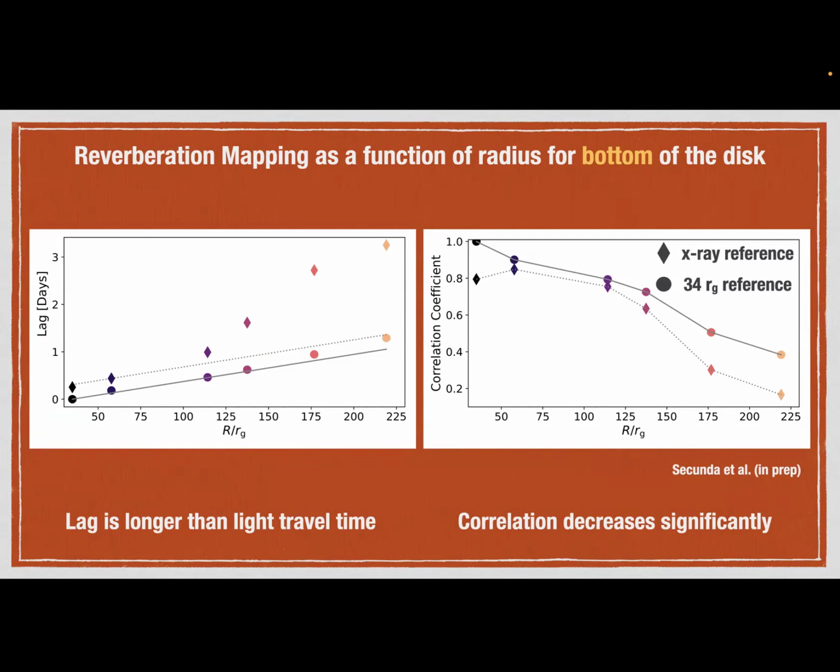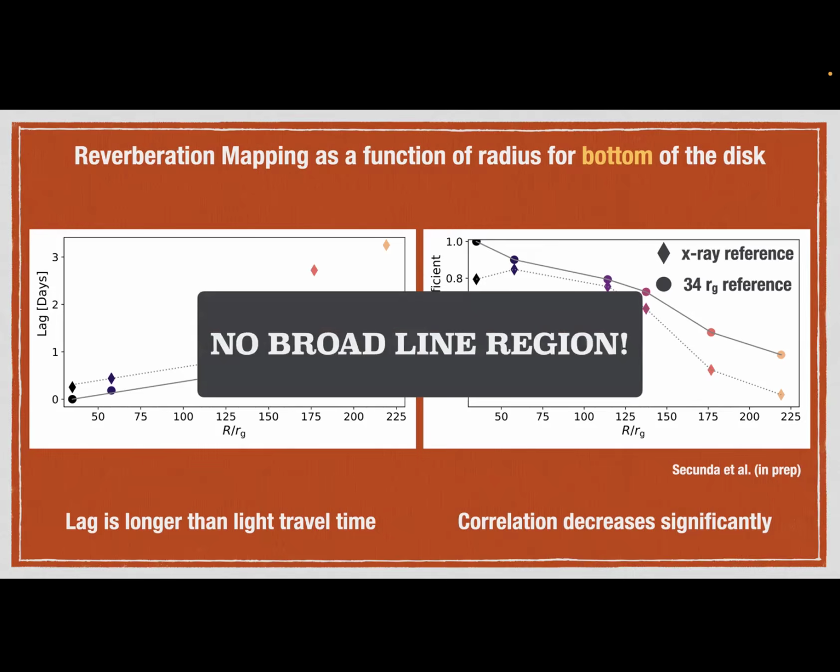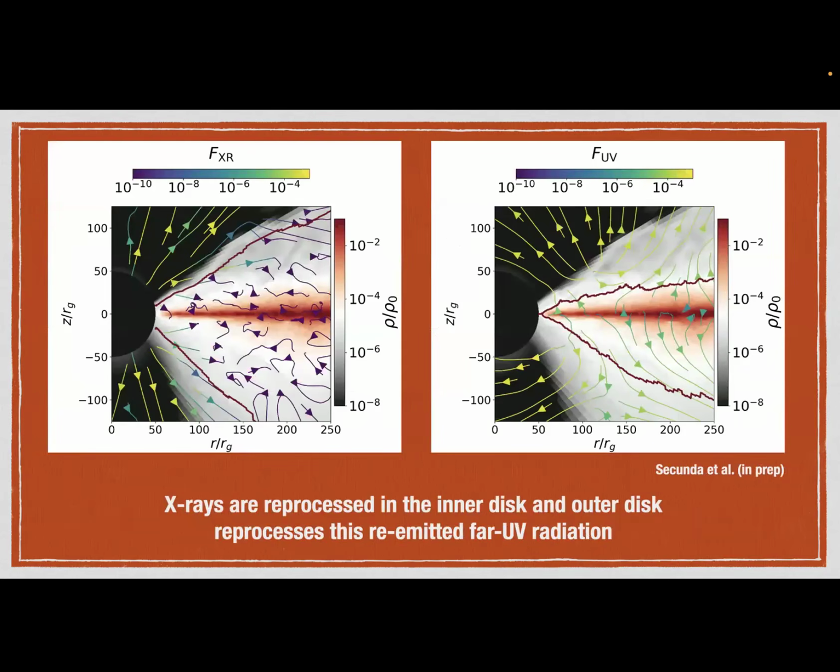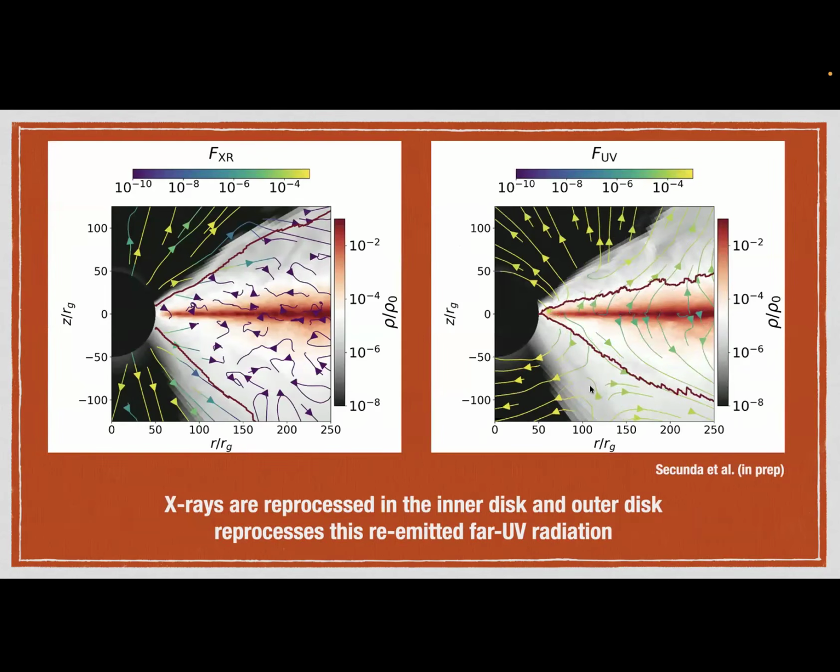I think Zach will probably talk about this later this week, right? We're seeing a lot of lags that are longer than predicted by the light travel time. And we're seeing a lot of poorly correlated X-ray and UV optical light curves. There are a lot of models that try to explain this, but a very common one is contamination from diffuse continuum from the broad line region. But again, these simulations have no broad line region, and so that is not what's going on here. It's actually the disk structure that leads to this behavior.